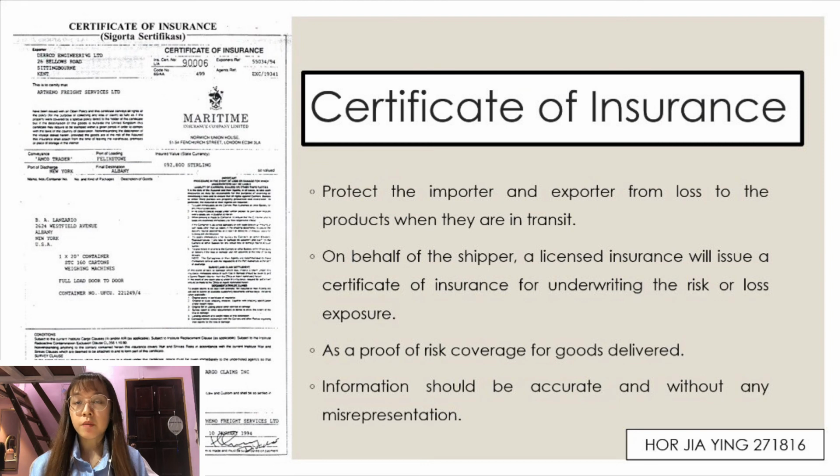Third document is the certificate of insurance. This document protects the importer and the exporter from loss to the product while in transit. On behalf of the shipper, a licensed insurer will issue a certificate of insurance for underwriting the risk or loss exposure. The certificate of insurance also acts as proof of the risk coverage for the goods delivered. The information in the certificate of insurance should be accurate and without any misrepresentation, in order for the process of compensation to proceed smoothly if there is any loss or damage.